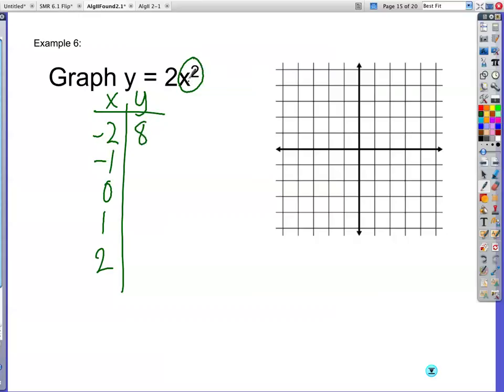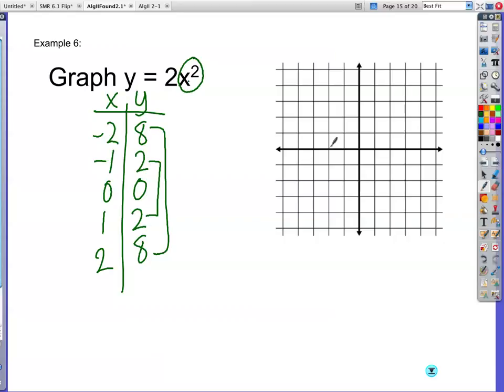Negative 1 squared is 1. 1 times 2 is 2. 0 times 2 is 0. 1. Oh, there's also a symmetry. If you recall, these match up. Okay, you have to be careful, though. That only works if you know this is your vertex.